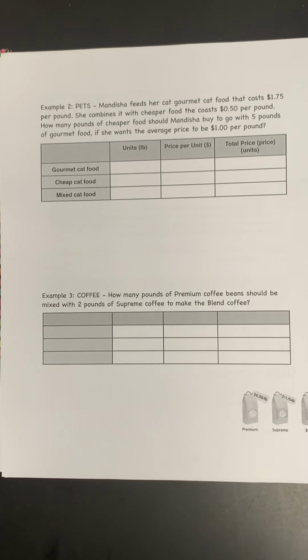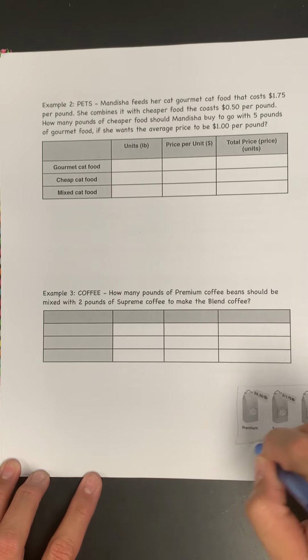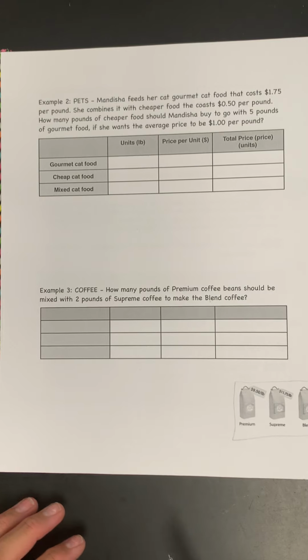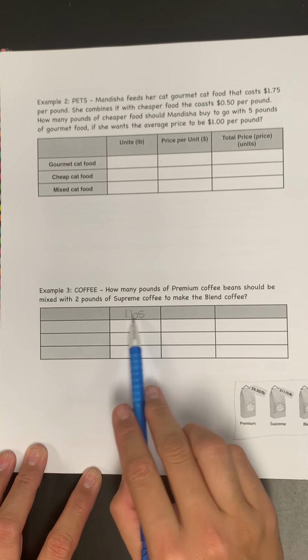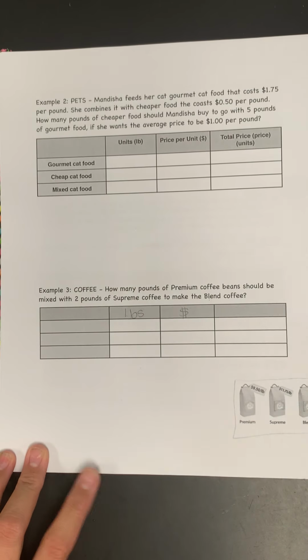We're going to go to example 3 because example 2 is very similar to what we just had in the last problem. This time the table's not filled out, so we'll fill that out together. For example 3, it says how many pounds of premium coffee beans should be mixed with 2 pounds of supreme coffee to make the blended tea. For this one, you have to use the picture down at the bottom because that's giving you the price per pound. So right there, they're giving you your units, right? We have pounds, which I'm just going to use the unit abbreviation, LBS, okay? I have my cost, and then I have my total.